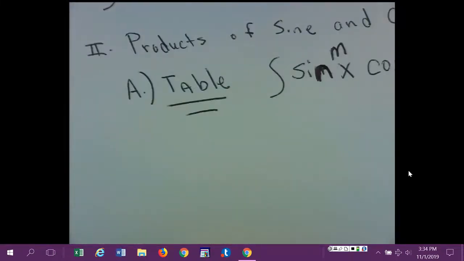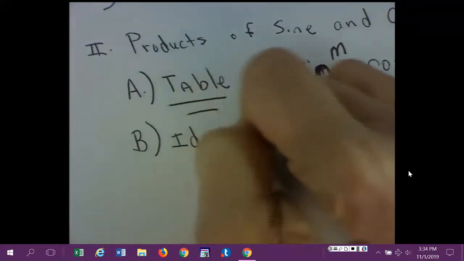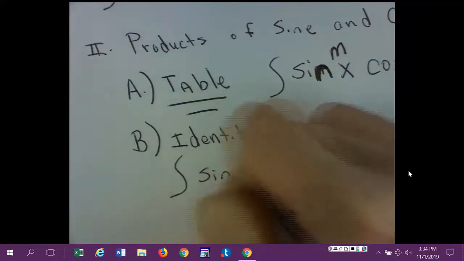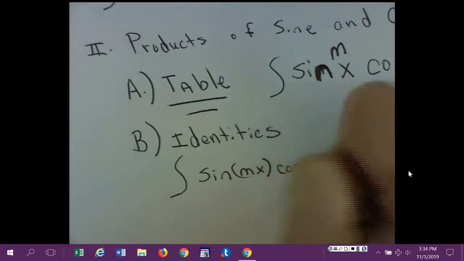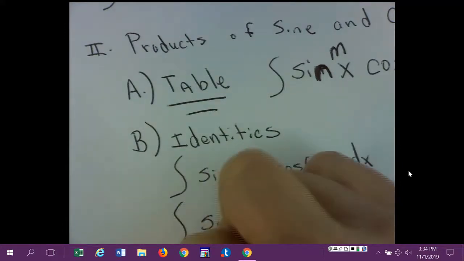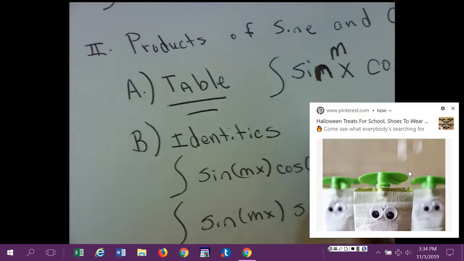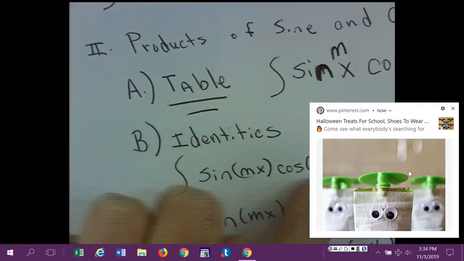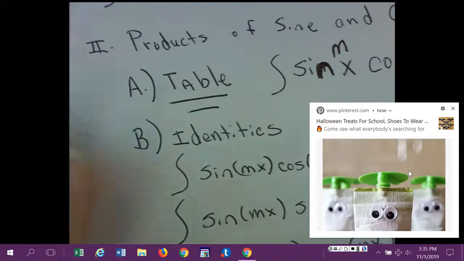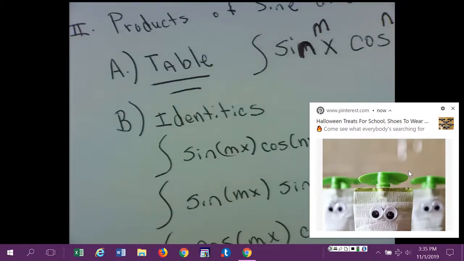Now the second type of product of sine and cosine involves this, which involves identities. And we will work with sine of mx times cosine of nx. We will work with sine of mx times sine of nx. And we will work with cosine of mx times cosine of nx. If you notice, the understood exponents here are 1, is the argument that changes, mx, nx. And the way that they actually approach these types of integrals, still products of sine and cosine, is not a table, but like I said, the identities, and it's these identities.